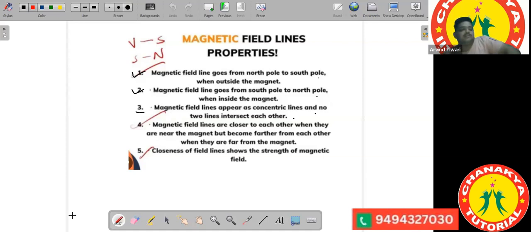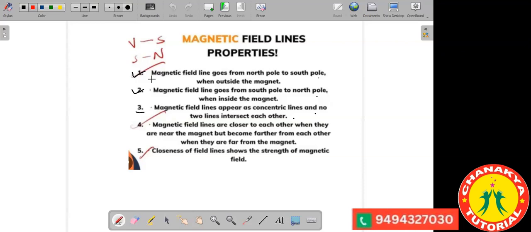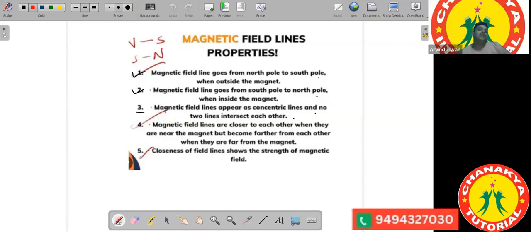Rene, are you there? Yes, sir. So all your cameras are off. Rene, Molish, and Mira, Harshit. So just go through all these 5 points, if you have any doubt regarding any of the points.